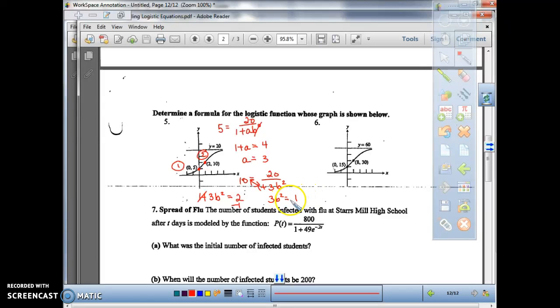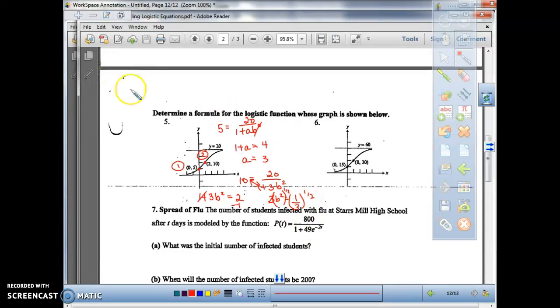So 1/3 is what I end up with on the right side, but then I have to raise it to the 1/2 power. I have to square root it. So I do both sides to the 1/2, canceling the square there. So b is really 1/3 to the 1/2 power.